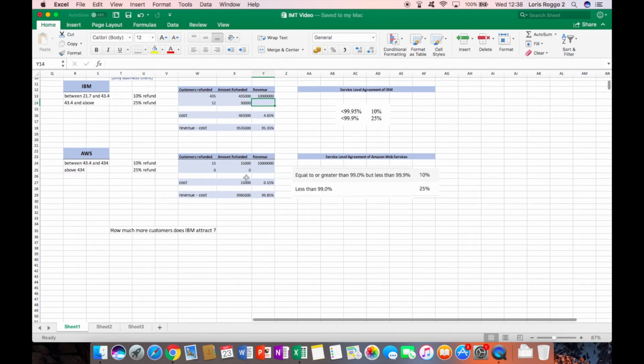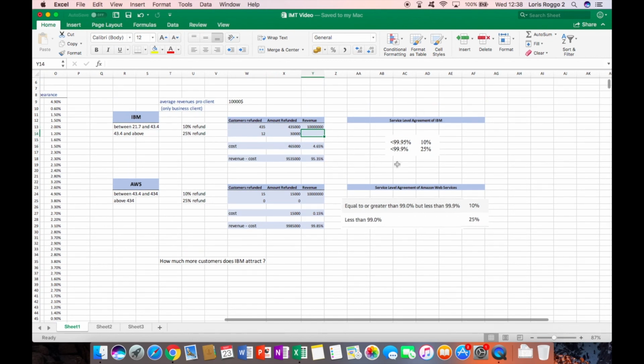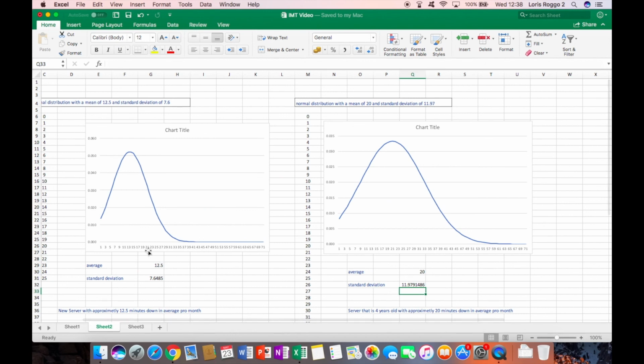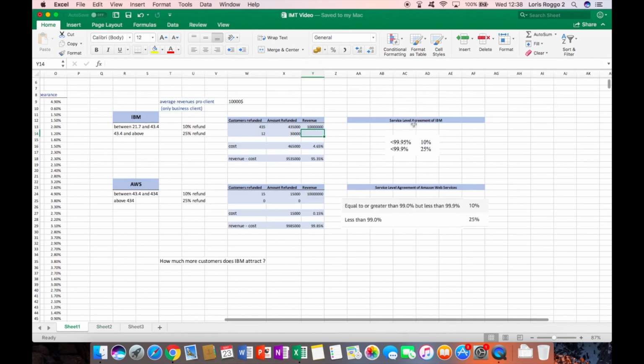And we can see that Amazon has a higher margin than IBM because they have different service level agreements. And it's also the same if you take those numbers and plug them in the formula. Actually, you can see that they have different costs at different numbers, and you can see the different strategies of the two companies using different service level agreements.